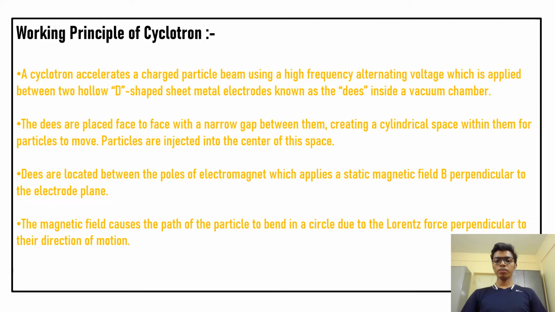These are located between poles of electromagnet, which applies a static magnetic field B, which is perpendicular to the electrode plane. The magnetic field causes the path of the particle to bend in a circle due to the Lorentz force perpendicular to their direction of motion.